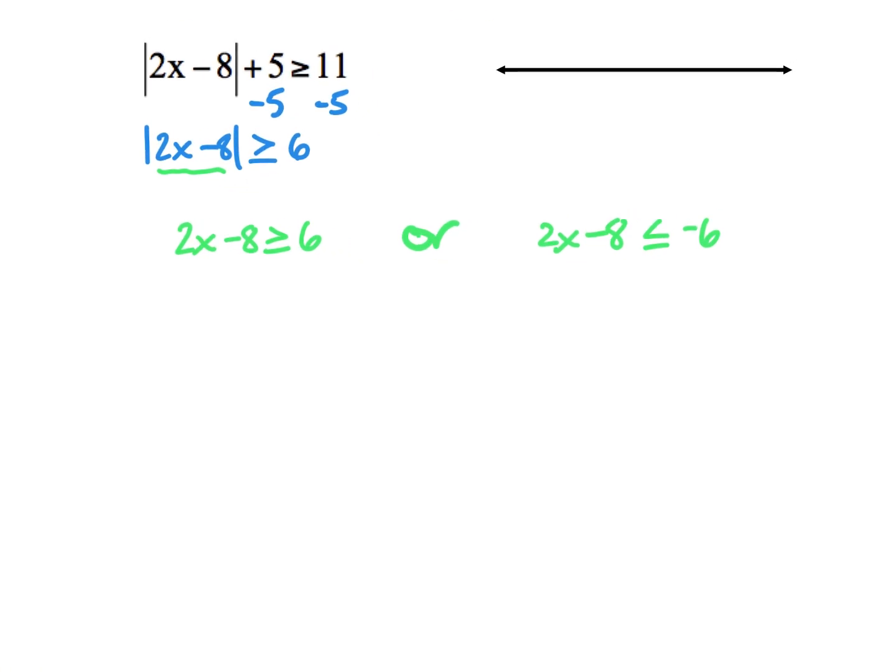Now I'm going back to solve each one of them individually, one at a time, just like we did the ors before. So I'm going to add 8. 2x is greater than or equal to a 14. Divide by 2. X is greater than or equal to a 7. Or add the 8. 2x is less than or equal to a 2. Divide both sides by 2. X is less than or equal to a 1.